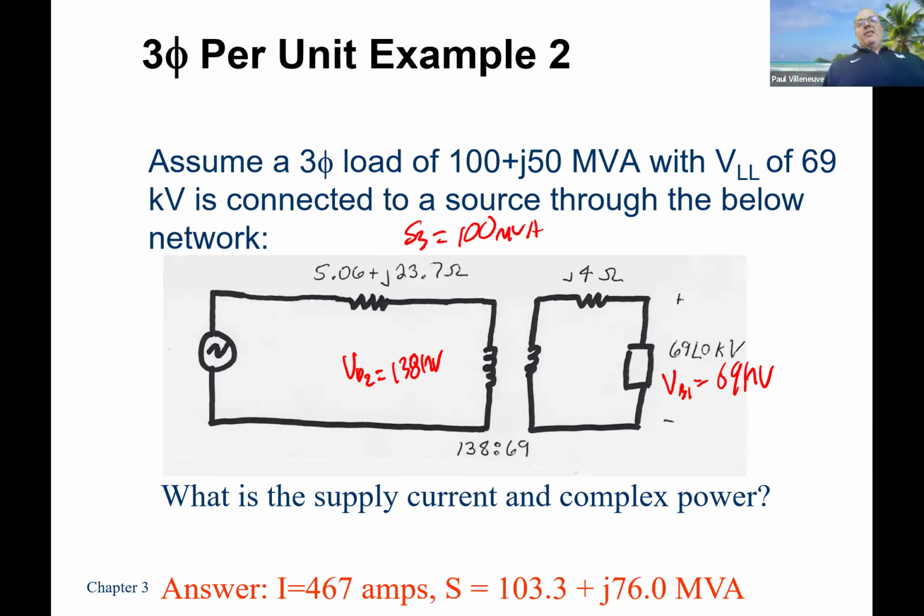Why did I pick a three-phase S base of 100 MVA? Because the power, I can also convert that to per unit, right? So the power going over here is going to be 100 plus J50 divided by 100, so 1 plus J.5. Why make the calculations hard? Why not make them easy? So now all I have to do is calculate what Z base is over here. So that's V base squared divided by S base. And the same thing over here.